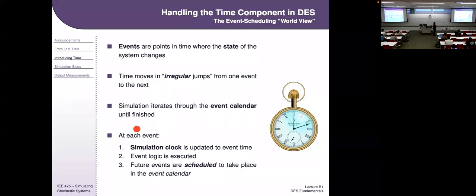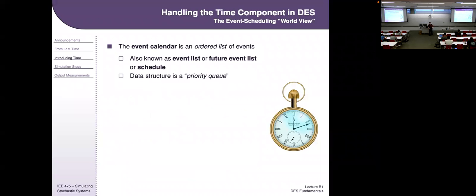At each event, we're going to update our clock to the next event in the calendar. Then we're going to execute the logic at that event, and then we're going to schedule new events into the calendar for the future. We'll see an example of how we do that.